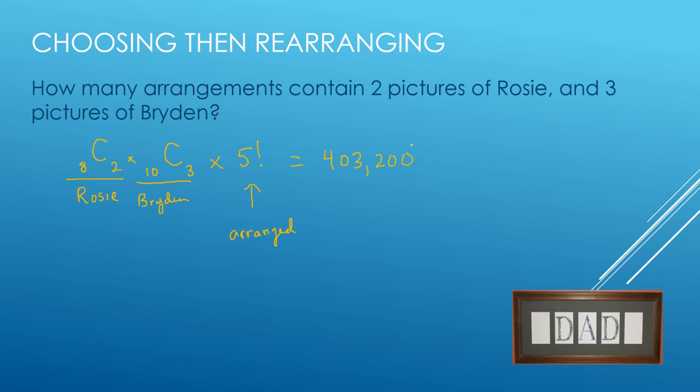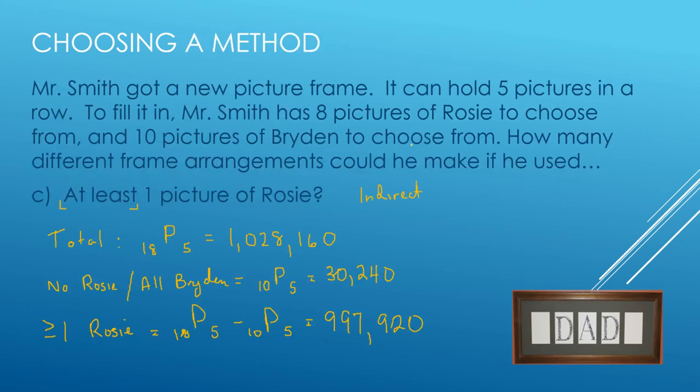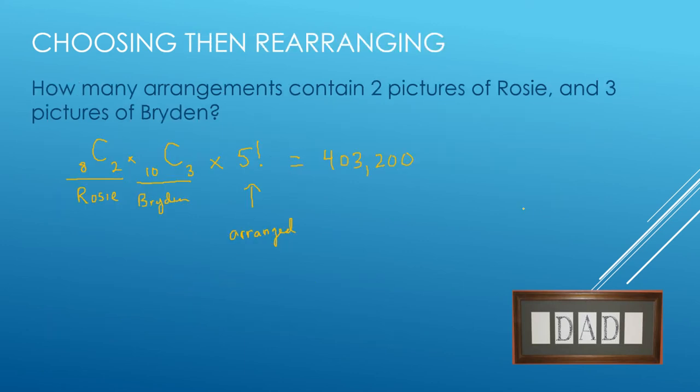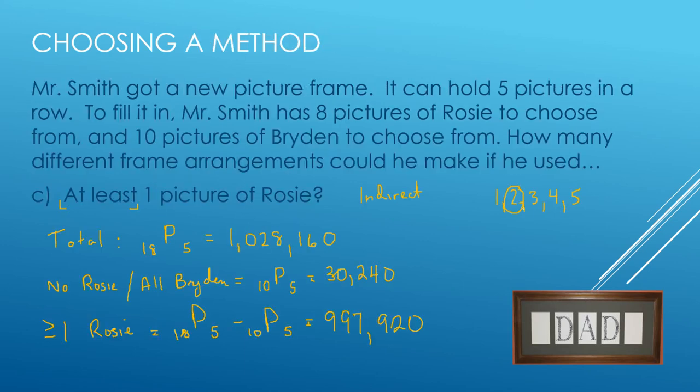If I could quickly talk about the previous question. So what we just did there is, to get 1 picture of Rosie, that means, as we talked about earlier, either 1, 2, 3, 4, or 5. And what we just did in the last question is we looked at the case where you get 2 pictures of Rosie. So the work we just did was just for one of those cases where we have 2 pictures of Rosie.